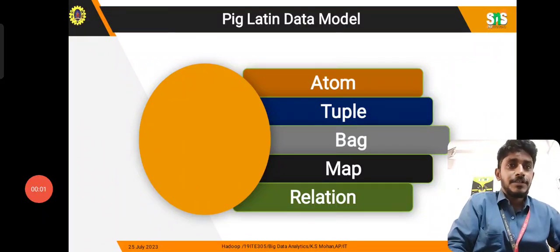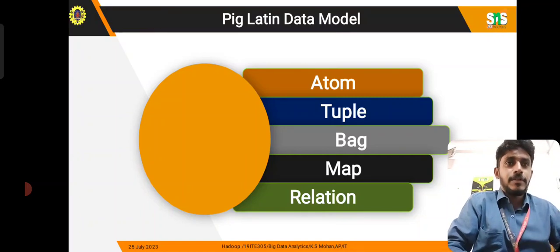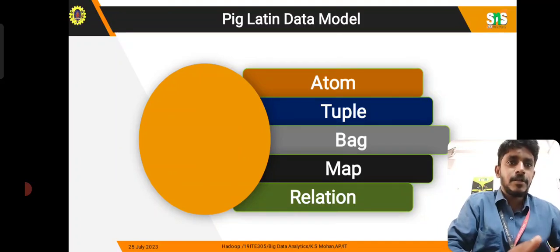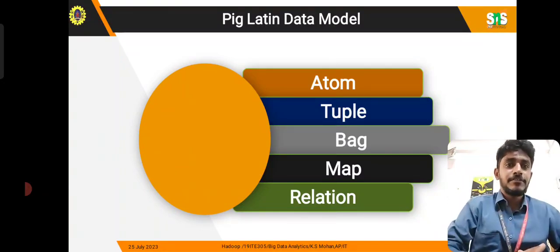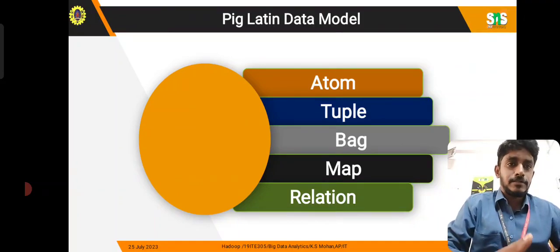Hello everyone. In this lecture series, we're going to see how the Pig Latin data model can be implemented to analyze big data. Here we have the atom, tuples, bag, and map relation, etc. In the picture we can see how the atom, tuples, bag, and map relation in the Pig Latin data model are presented here.